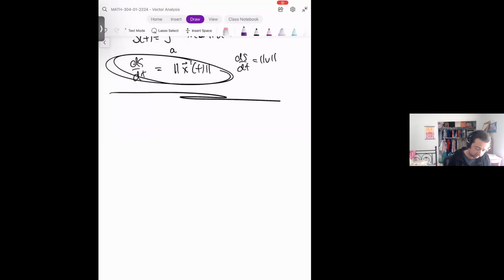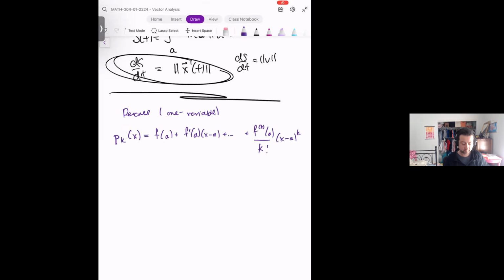So I'm going to ask you to recall that we defined the polynomial in one variable. So this is the one variable case. We had p_k of x equal to f evaluated at a, plus f prime evaluated at a times x minus a, and we keep doing that until we take the kth derivative of f, evaluate it at a, divide by k factorial, and multiply by (x minus a) to the k. These are called the kth Taylor polynomials.